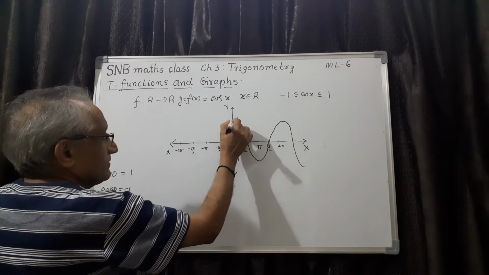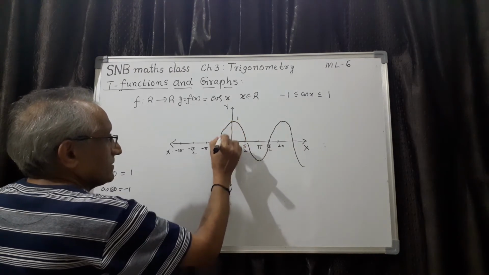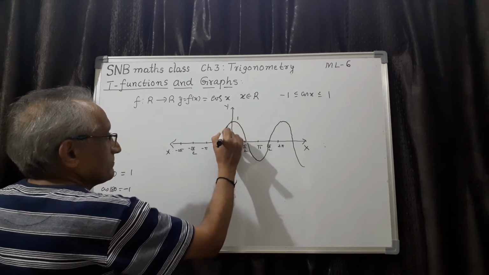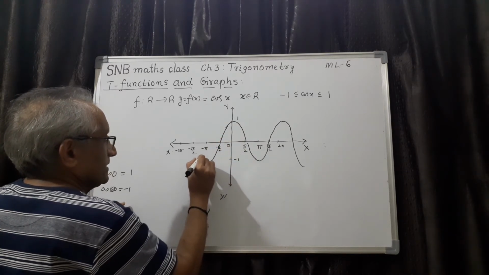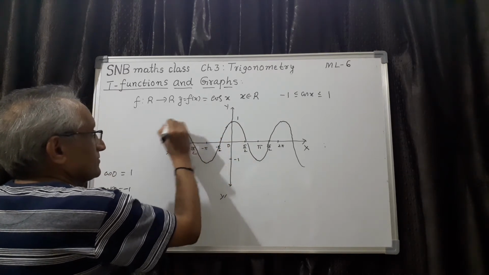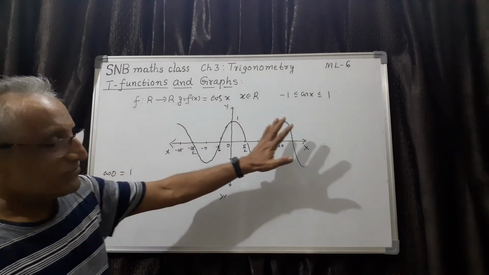Here also it will be cutting at pi by 2. It is a very smooth curve, pi by 2, then minus pi here, then once again here it cuts, then it goes like this. So this is also a beautiful graph.